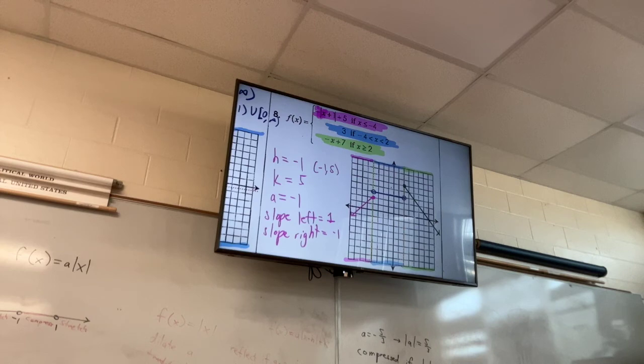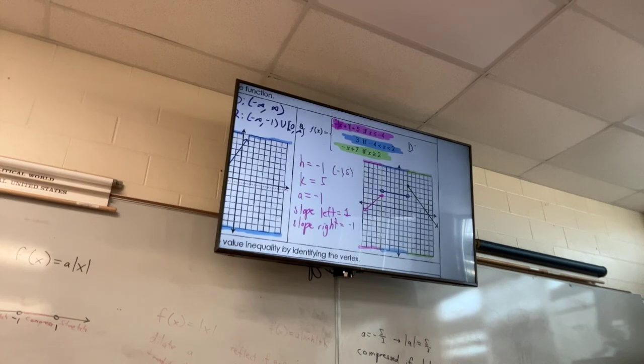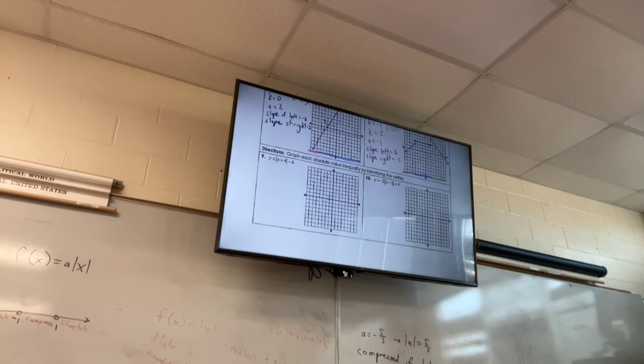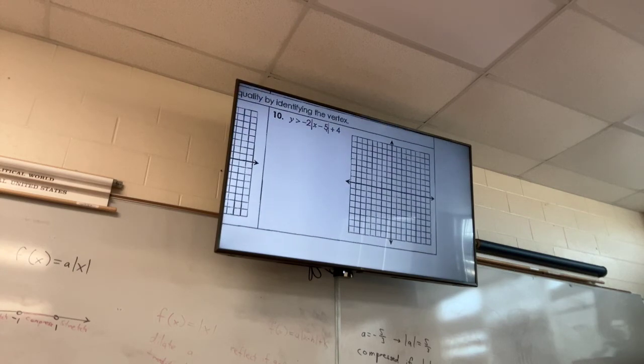Okay, so my domain here is going to be all reals. Range is going to be negative infinity to what's that, 5? Right. Okay, now I gotta show you guys one inequality. Okay, so graphing the inequalities out here. Let's do number 10.